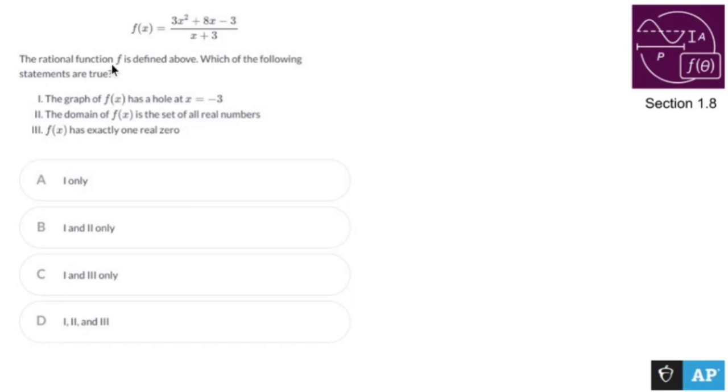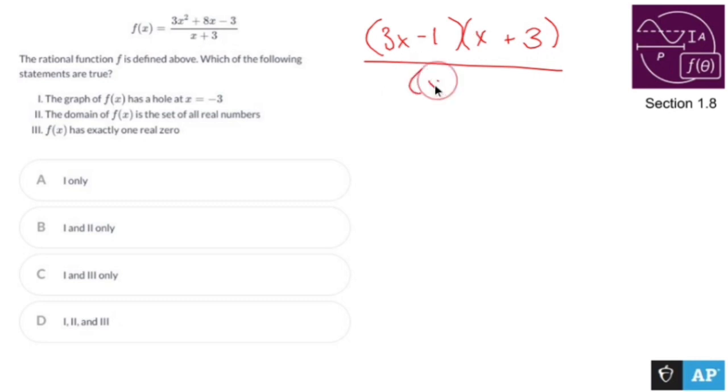The rational function f is defined above. Which of the following statements are true? So we have a rational function. It's talking about holes, domain, and real zeros. So I hate these. We have to factor the equation upstairs. So 3x times x minus 1, plus 3. Let's double check. 3x times x is 3x squared. Plus 9x minus x. Good. And then we have x plus 3 on the bottom. I probably should have guessed that that was going to happen.